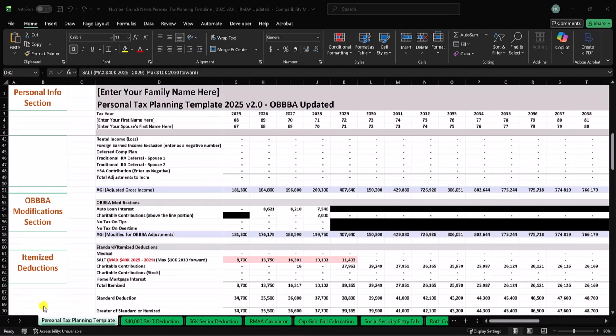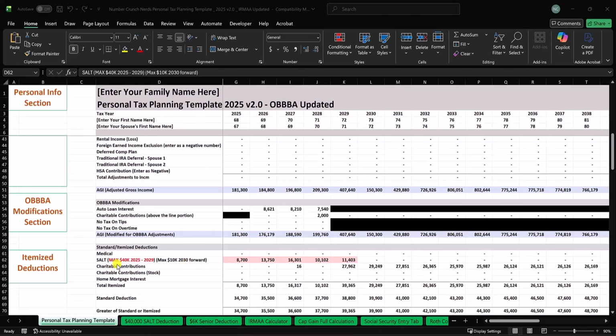All right, so we're in the personal tax planning template. I'm on the main tab. Let's look at this row right here, the SALT deduction. As most of you know, that is capped at $40,000 for 2025 through 2029. That is one of the new OBBA provisions passed into law this past July. And then the cap on state and local tax deductions will revert back to $10,000 starting in 2030 unless the law is extended or changed.